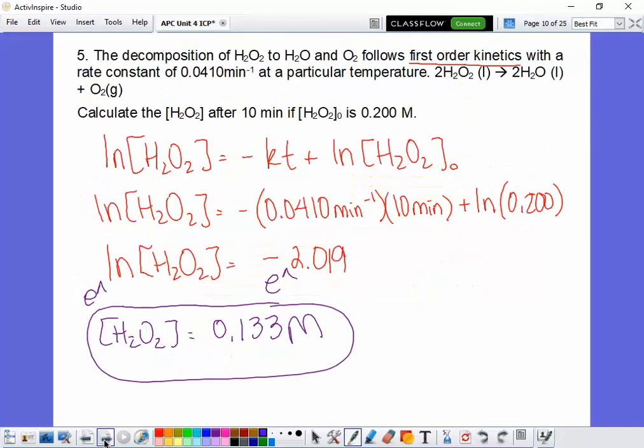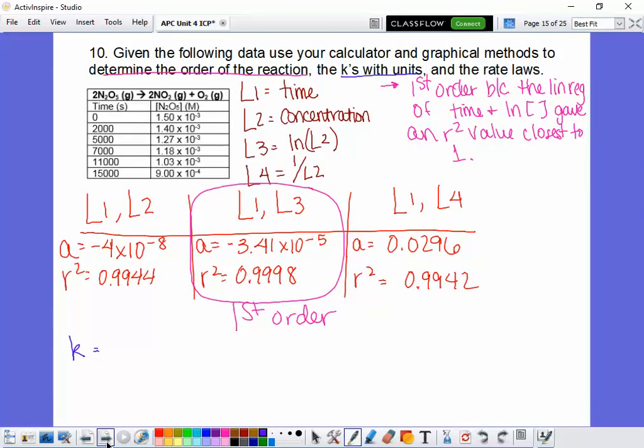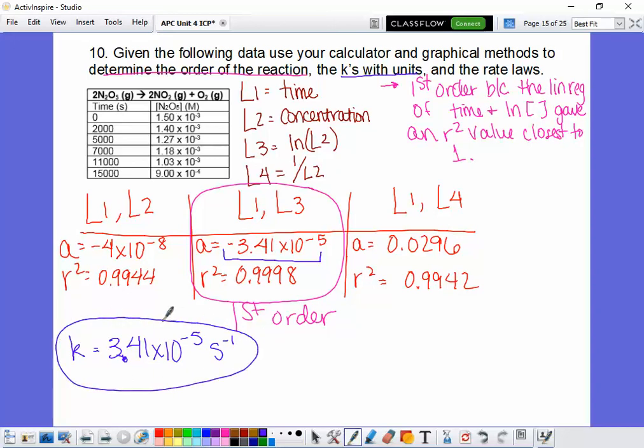Okay? So what's our a? That's negative k. So what's k? Yeah, just the positive slope. So 3.41 times 10 to the negative fifth. And our units, we can easily figure out the units because what order is this? First order, and units for first order reactions are always just 1 over the time unit. And what's our time unit? Seconds. So you can write seconds to the negative 1, or you can do 1 over seconds. I don't care. Okay? So that's our K value.